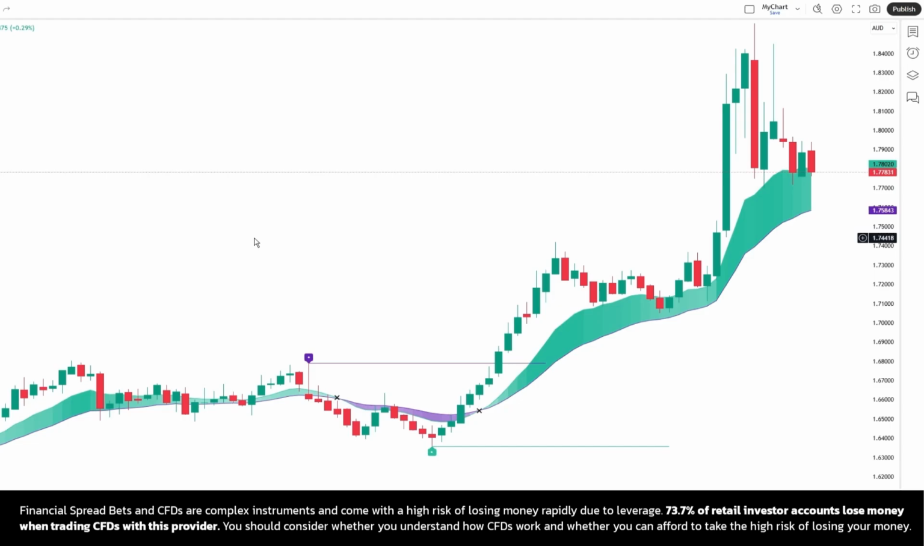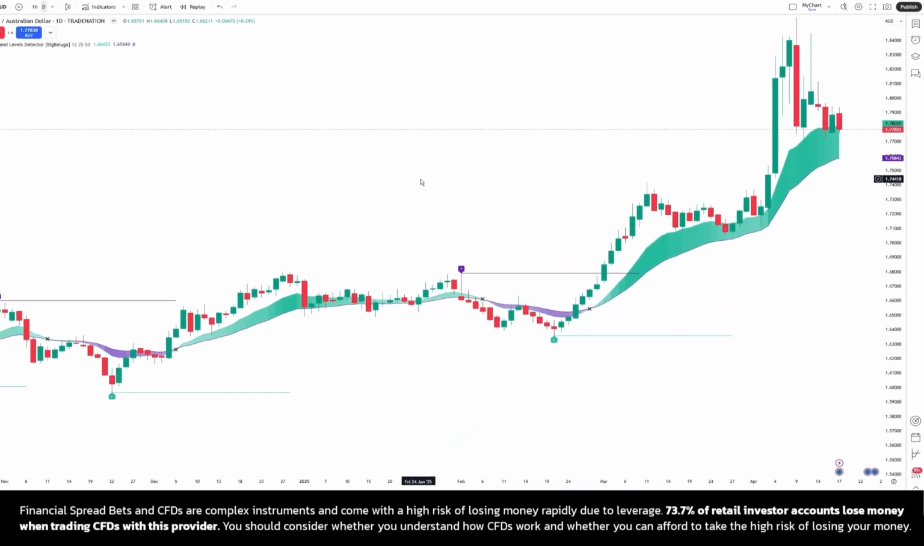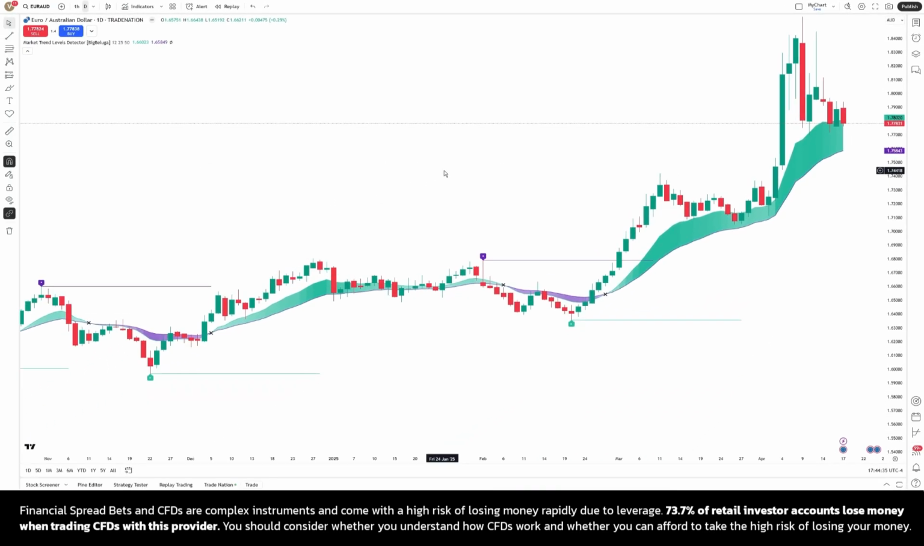When the fast-moving average crosses above the slow-moving average, indicating upward momentum, the indicator automatically plots a clearly defined level at the lowest price point reached during the previous trend period. This level serves as a key support reference, marked visually on the chart for immediate recognition.